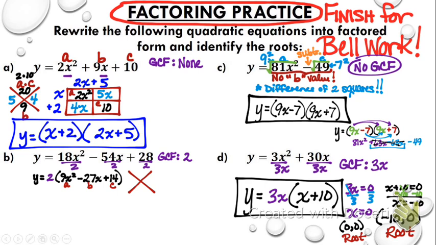So what's going to be up on top of my X? 126. How did you get 126? Yes, 126. So we do 9 times 14 to get that 126. What goes down on the bottom? Negative 27. Negative 27. Those are some big numbers.